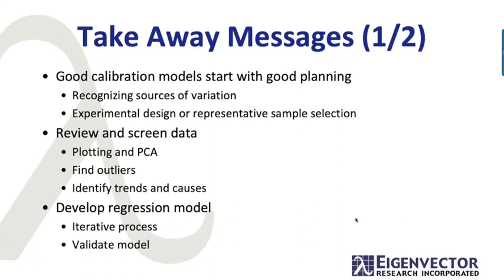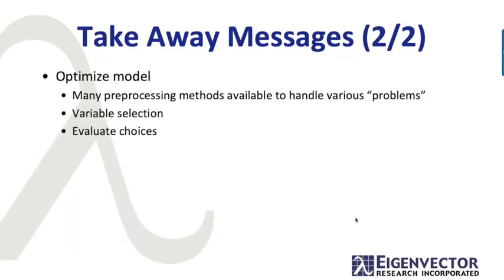This is not at all uncommon for ones that are really important. And optimize the model. There's a lot of pre-processing methods available to handle various problems in the data, various variations that you see that you want to ignore. You can also do variable selection, evaluate the choices. You typically wind up with a lot of choices, and we provided some resources there as to how to choose.